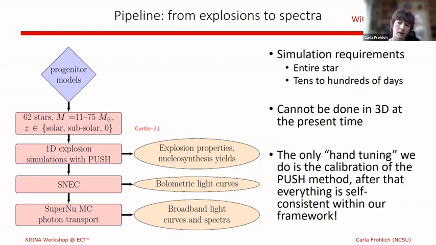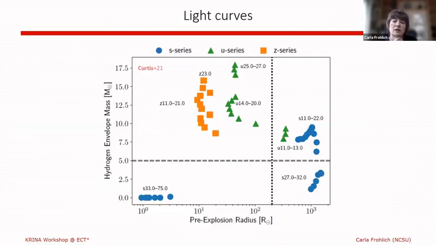And these are, again, if you do this for many models, things that at the present time cannot be done in 3D. So we've done this, and I want to show you some of the key results we found from that study. On the light curve side, it turns out that our light curves, when we just do this on all of our exploding models, fall into roughly 4 groups. And these 4 groups are defined by the quantities that are on the axis here. The pre-explosion radius on the horizontal axis and the hydrogen envelope mass on the vertical axis.